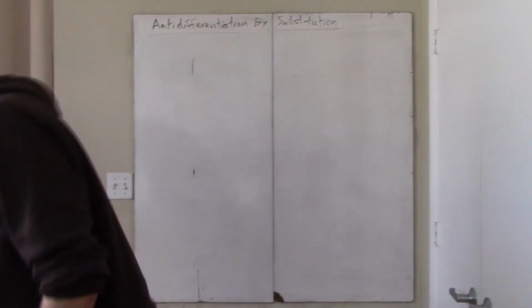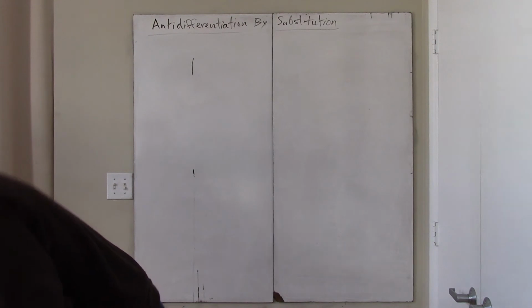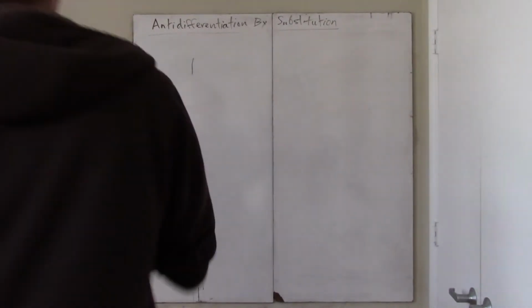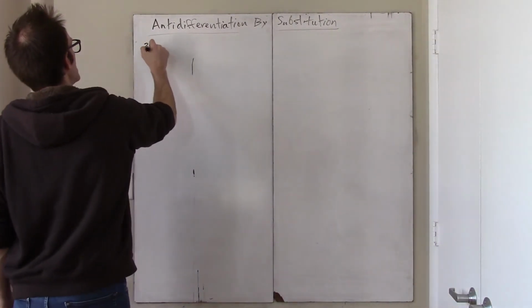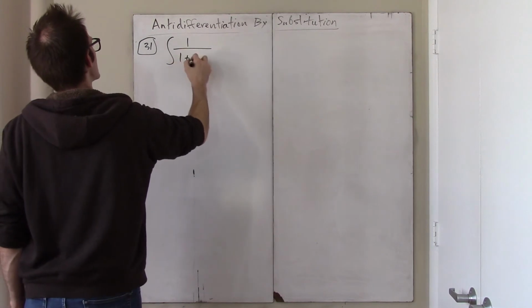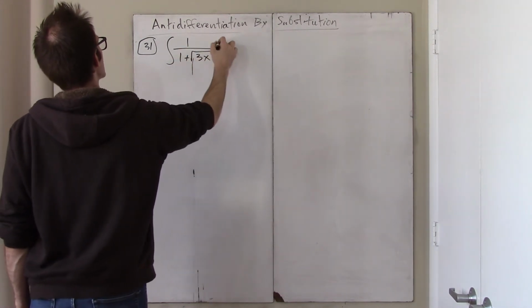So I made this whole packet, and I made this page called Miscellaneous Substitution. And this very first problem is, so I guess it's number, oh boy. Sorry, I didn't print this. One second. It's number 31. 1 over 1 plus root 3x dx.